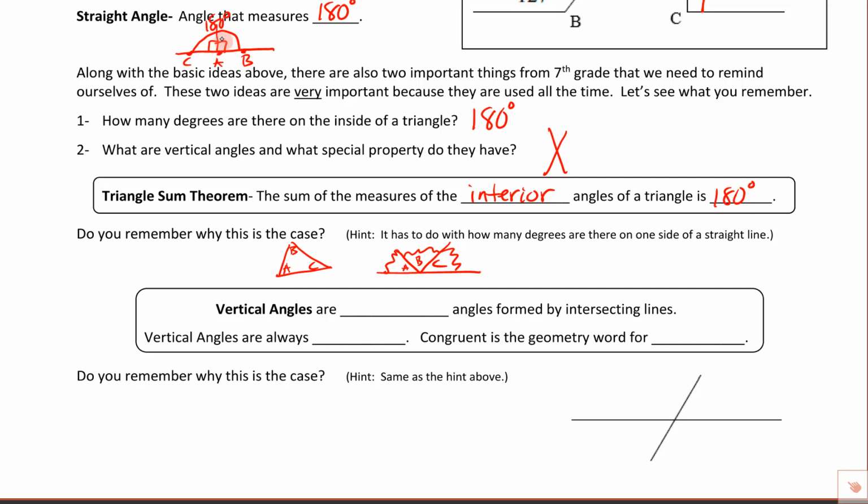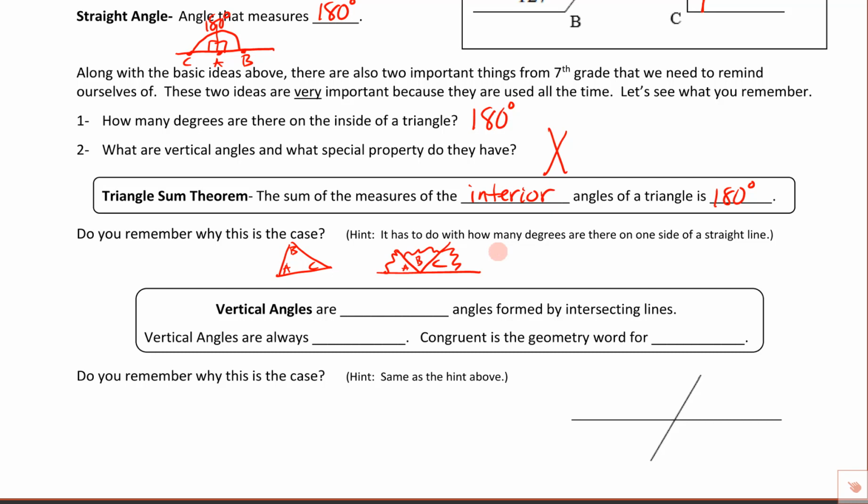So again, this idea that on one side of a straight line there's 180 degrees comes back to help us here. In a couple of sections from now, I am going to show you a more rigorous proof of why that actually works. It doesn't have anything to do with tearing paper, but that was the basic idea. So hopefully you remember the Triangle Sum Theorem. We're going to be using that.